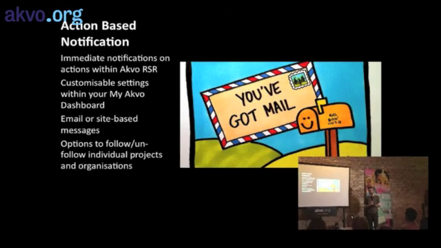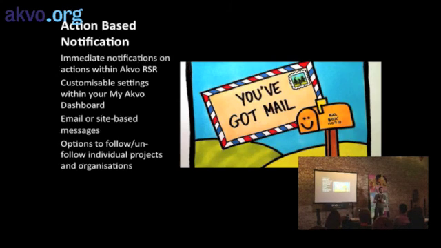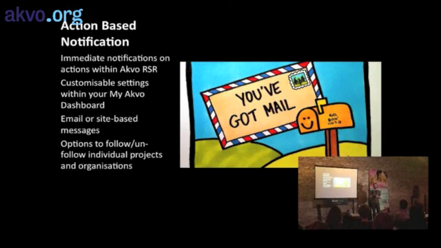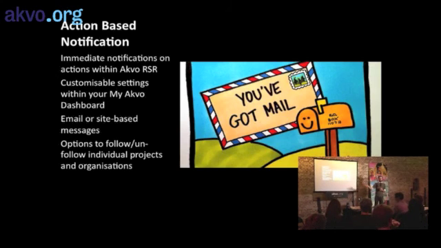And finally, action-based notifications. So actually sending emails or messages to your email address or your mobile maybe, or through the system itself, to notify you when things happen in the system. So if you've donated to a project, you'd be interested when that project has an update. If you follow a project, you want to see if something's changed. If you're a member of an organization, you might be interested in what your fellow colleagues are doing on Akvo. So if a colleague of yours adds an update to a project, you get a notification so you can follow what each other are doing.